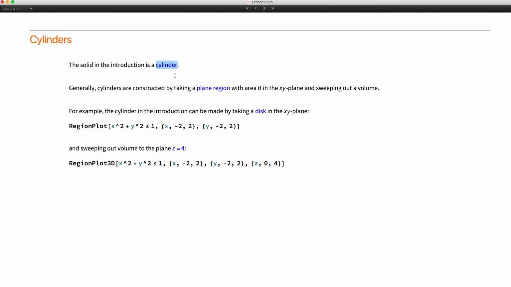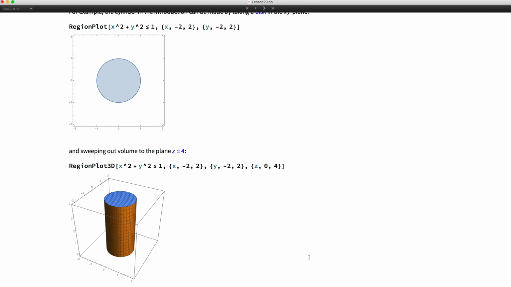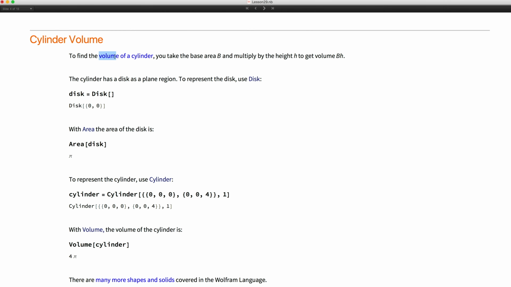And if you think of a cylinder, it can be constructed by taking a plane region and then you sweep out a volume. So for example, let's say you take this disk over here and you sweep out a volume up to a certain height and you get a cylinder. Now that's a hint for finding the volume of a cylinder, namely you think of it as being composed of disks. So if you want to find the volume of a cylinder, you take the base area and then multiply it by the height to get the volume.